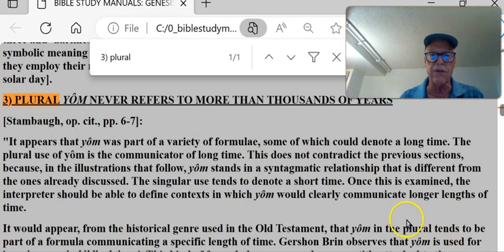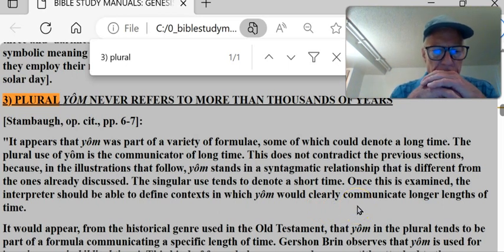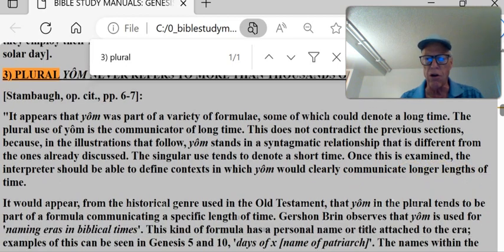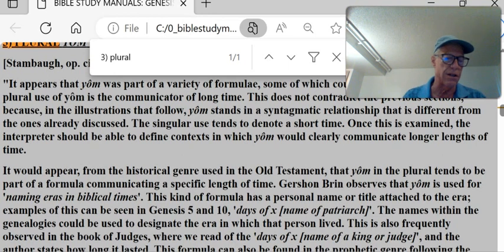This does not contradict the previous sections because in the illustrations that follow, yom stands in a syntagmatic relationship that is different from the ones already discussed. The singular use tends to denote a short time. Once this is examined, the interpreter should be able to define contexts in which yom would clearly communicate longer lengths of time. It's all about context.